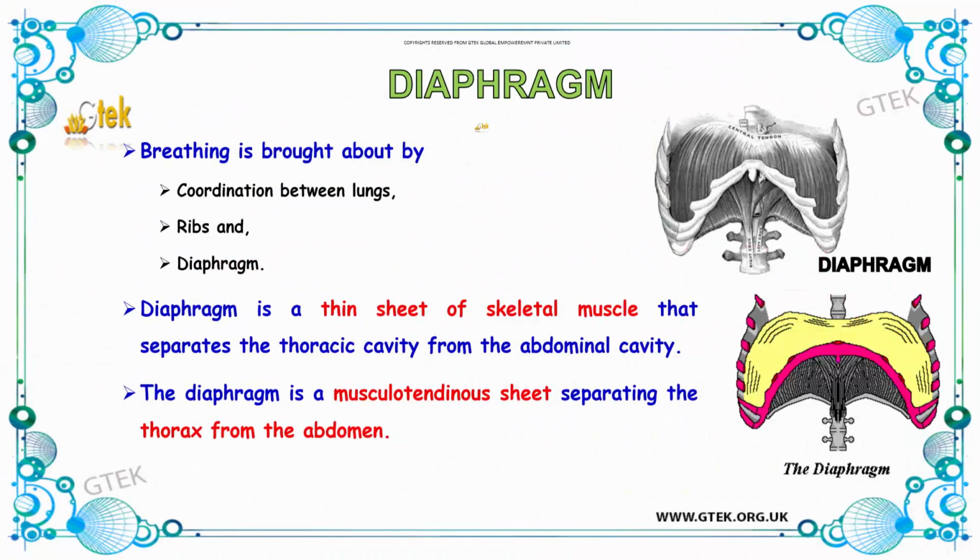Now let us talk about the diaphragm. Breathing is brought about by coordination between lungs, ribs and diaphragm. You can see a diaphragm over here. Diaphragm is a thin sheet of skeletal muscle that separates the thoracic cavity from the abdominal cavity. The diaphragm is a musculotendinous sheet separating the thorax from the abdomen.